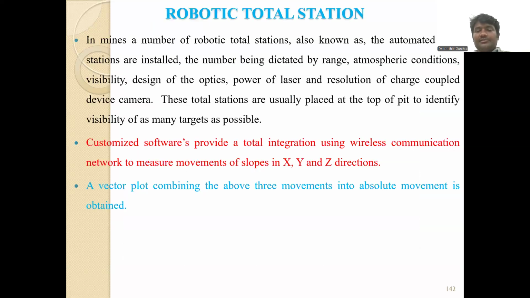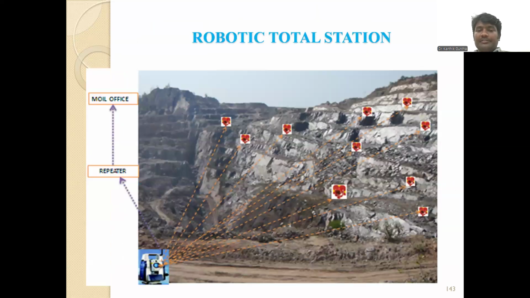The robotic total station is also another important concept by which we can monitor the slopes. Automatically, the robotic total station continuously rotates and collects the data from the regimes, and a repeater is connected to the robotic total station that will send the data to the mine office.